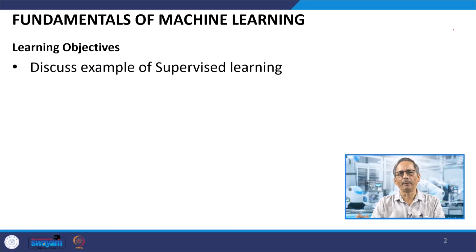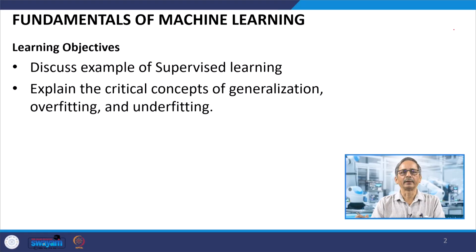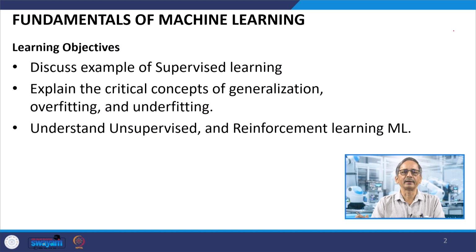Today we are going to continue from my previous lecture on machine learning, where we studied supervised learning. Today I am going to take an example of supervised learning, where we will look at how a robot can learn to pick up an object, and then explain the critical concepts of generalization, overfitting and underfitting, and understand unsupervised and reinforcement learning.